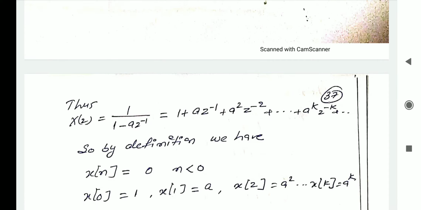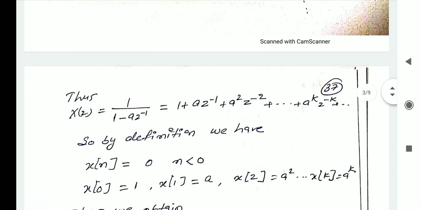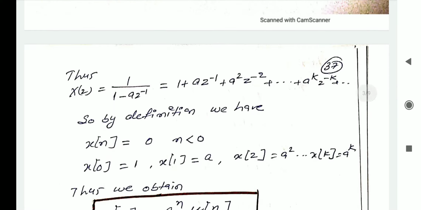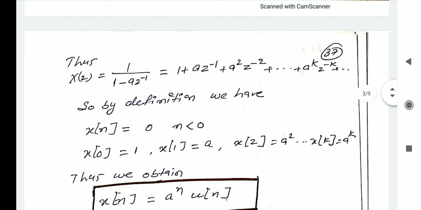This can be written as 1 plus a z to the power minus 1 plus a square z to the power minus 2, and it goes on till a to the k, z to the power minus k, and so on. So by definition we have x of n equals 0 for n less than 0.